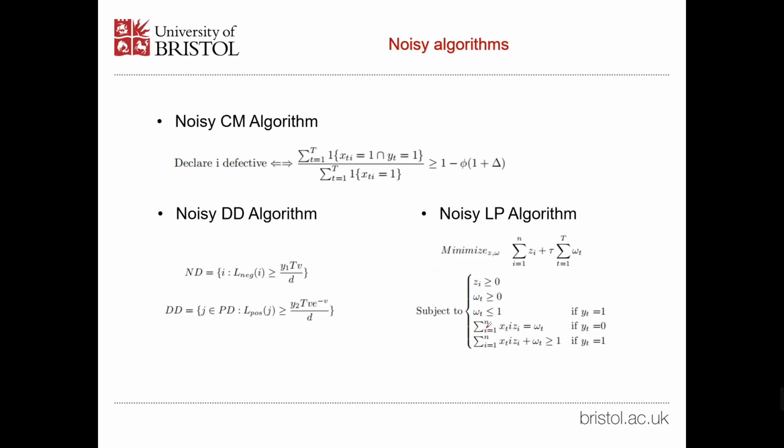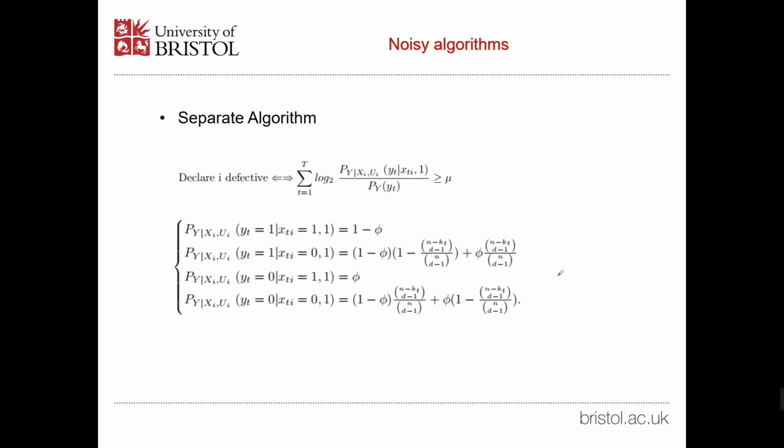Next, we will discuss the noisy algorithms. The noisy CM, DD, and LP algorithms do not change the recognition principle compared to the noiseless algorithms, except that noisy levels are added to the noisy algorithms. We can see this. This is noisy level 5. And the parameters unique to each algorithm are used to identify defective atoms. For example, delta, Y1, Y2, omega, and tau.